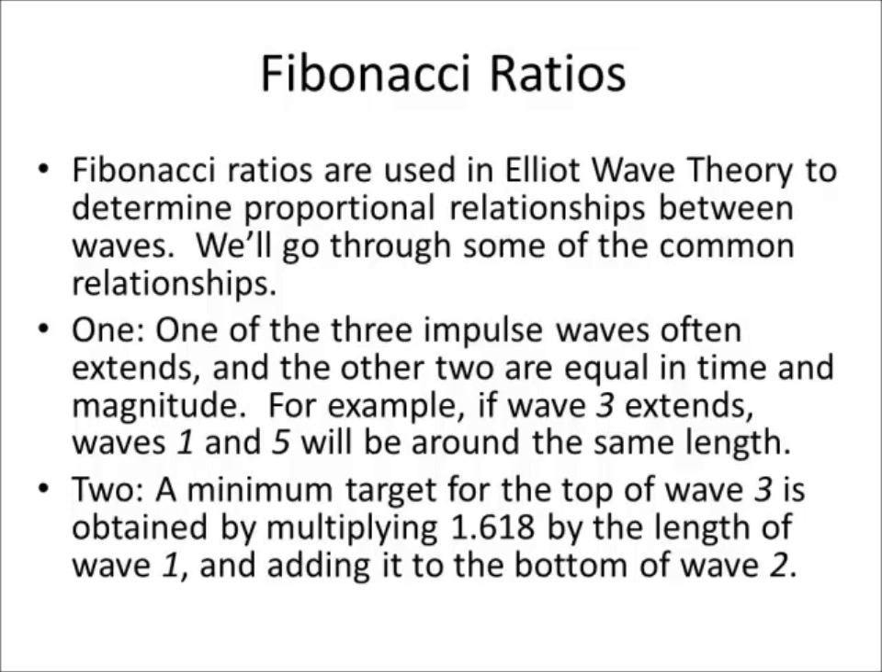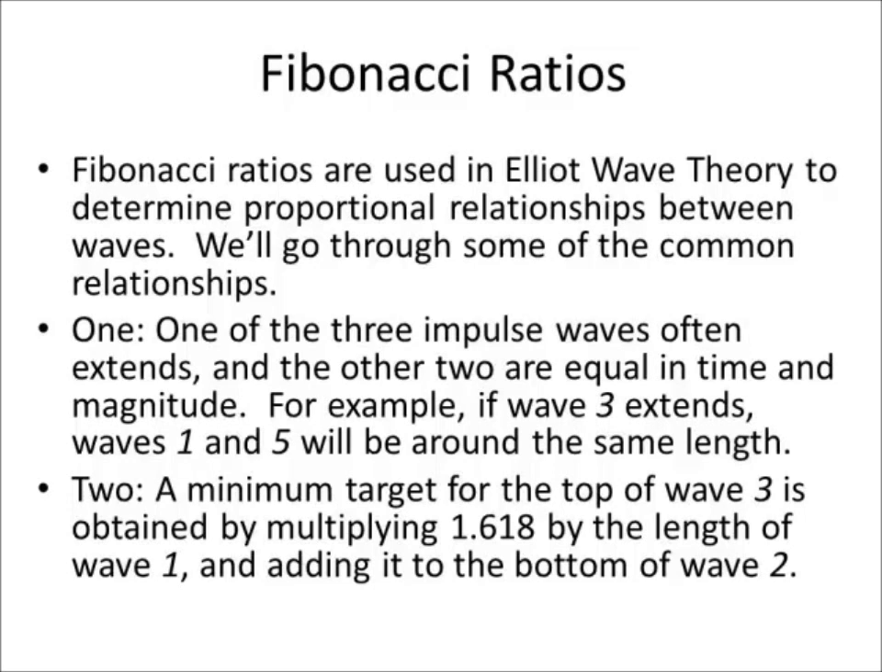So here's the first relationship. One of the three impulse waves often extends, and the other two are equal in time and magnitude. So the impulse waves are the waves 1, 3, and 5, right, within our 8-wave trend. And what we are most likely to see is that one of those 3 waves will be long, will be extended, and the other 2 will be roughly equal. So we're likely to see 2 equal length waves and 1 longer wave. So for example, if wave 3 is the extended wave, then waves 1 and 5 will be around the same length.